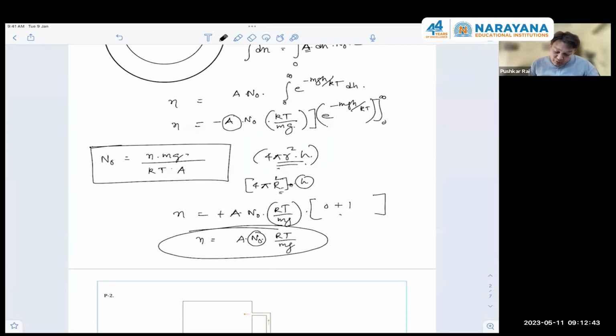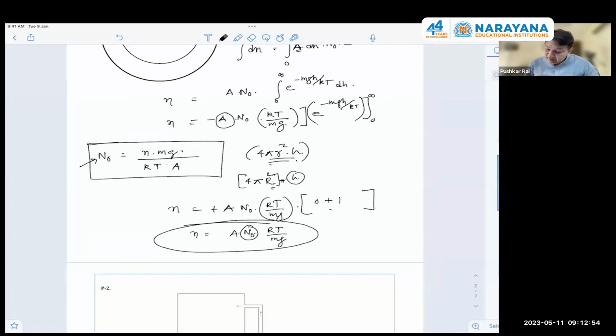So once you get the value of n naught, what do you need to do? What is n naught? It is the concentration of virus per unit volume. The final step will be then.